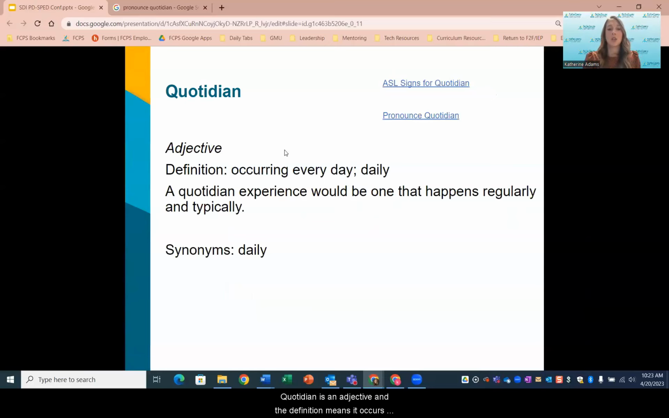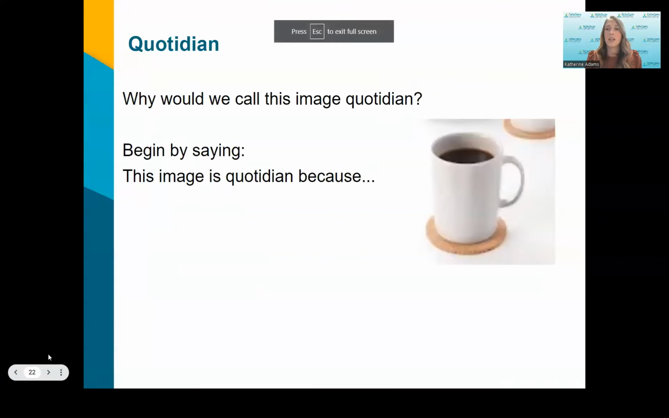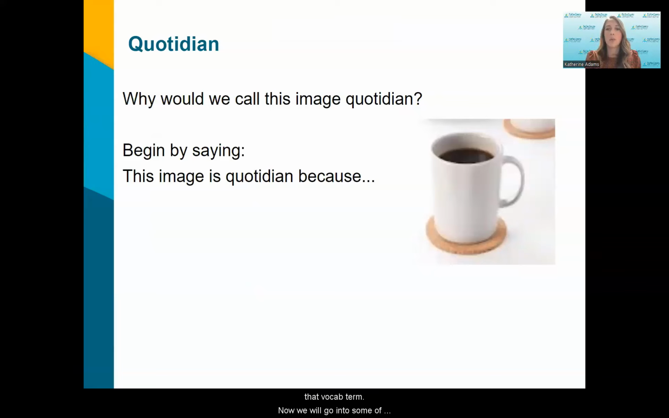Quotidian is an adjective, and the definition means it occurs every day, daily. A quotidian experience would be one that happens regularly and typically. A synonym is daily. So we've introduced that word, and we've provided that direct instruction really quickly on that vocabulary term. Now we'll go into some of those guided practice opportunities.